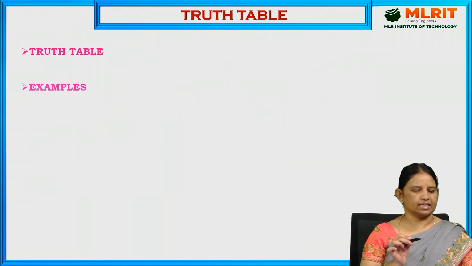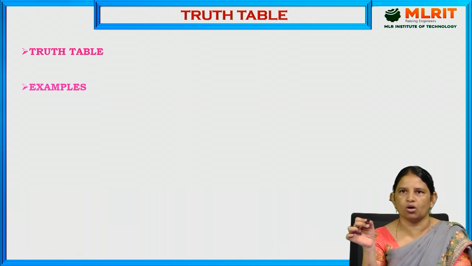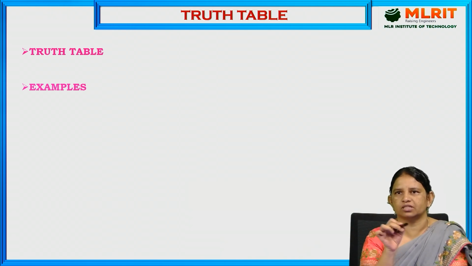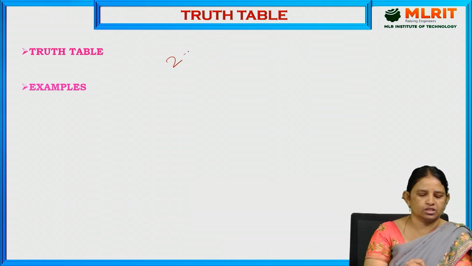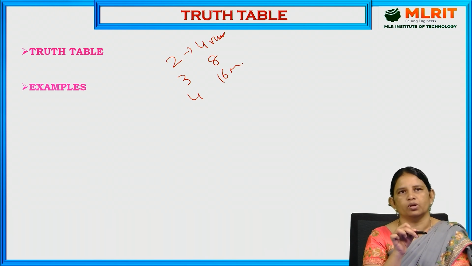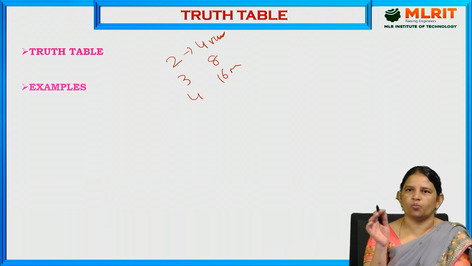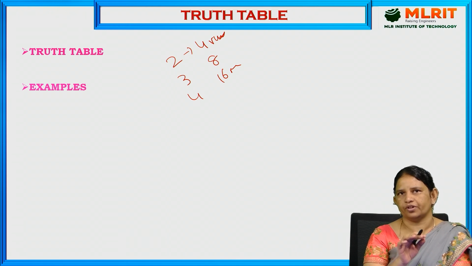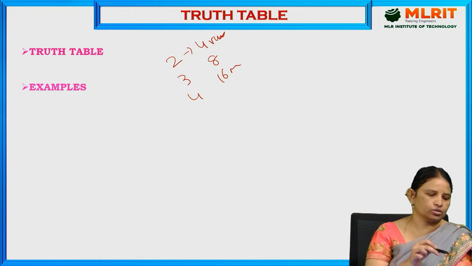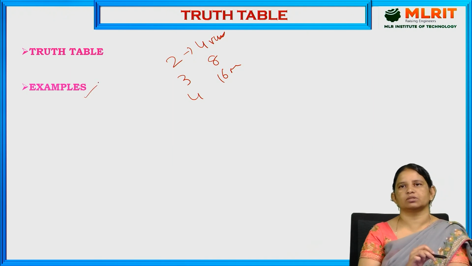So what is meant by a truth table? A truth table is a table which consists of rows and columns. How can we decide the number of rows and columns? That depends upon the number of propositions present in the truth table. If 2 propositions, then there are 4 rows in the truth table; 3 propositions, 8 rows; 4 propositions, 16 rows. So what does the truth table consist of? For all the possible combinations of inputs, it produces the corresponding output. And we can understand the truth table by taking some examples.